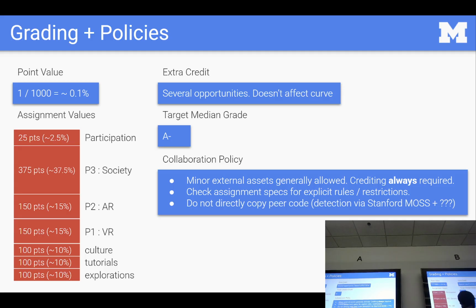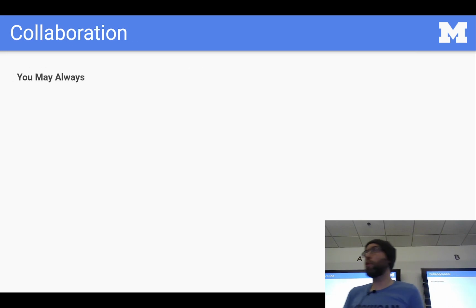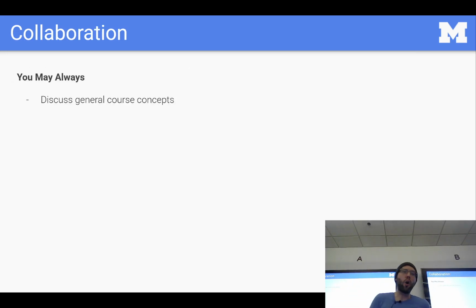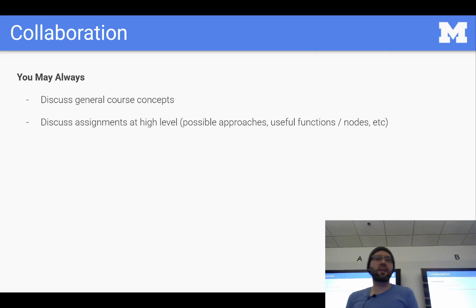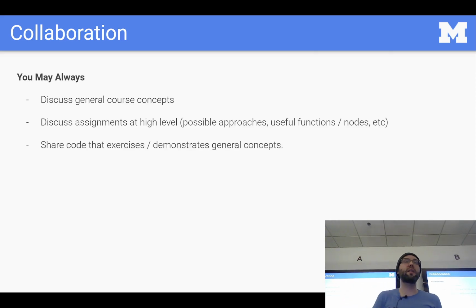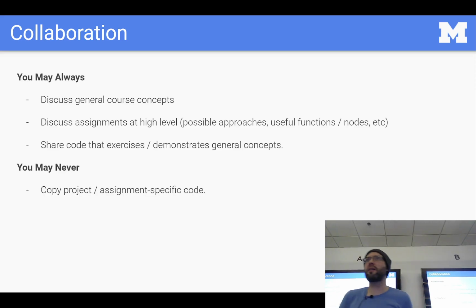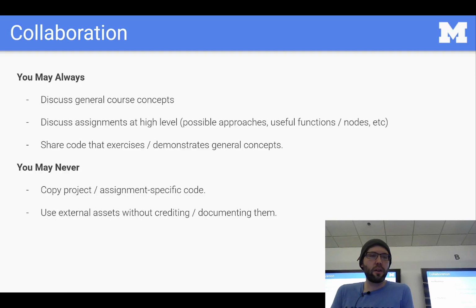Don't copy peer code, okay? But you may discuss ways to solve a task, okay? Efficient ways to do certain things in Unreal or Unity. Okay, you can always discuss general course concepts. You can discuss the assignments at a high level. You can share code that exercises and demonstrates some of those general ideas. Just don't copy and paste, okay? You're going to be fine if you don't copy and paste.